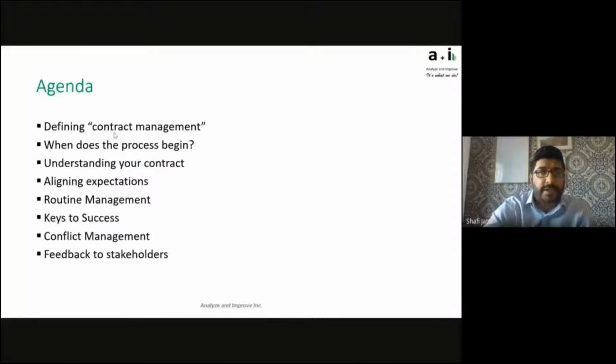So let's get started. The agenda for today's conversation is defining contract management. When does the process actually begin? Understanding your contract, aligning expectations between the parties, routine management and some aspects of that, keys to success, how to deal with conflict management, and then finally feedback to stakeholders.